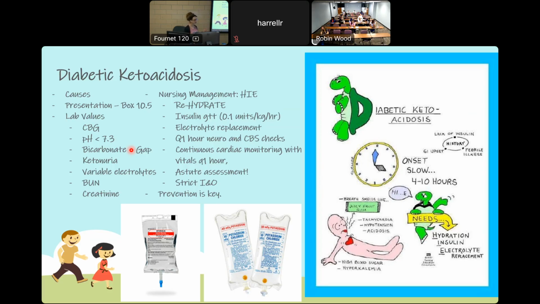So not to freak you out or scare you, but this is why it's an ICU patient. It's a very controlled situation. So yes, bolus, and then we'll start an insulin drip.